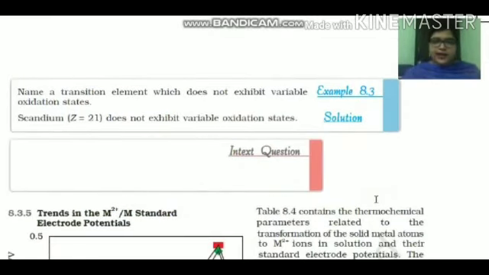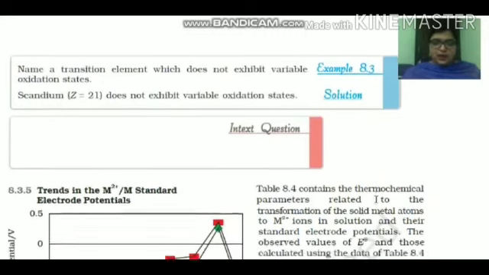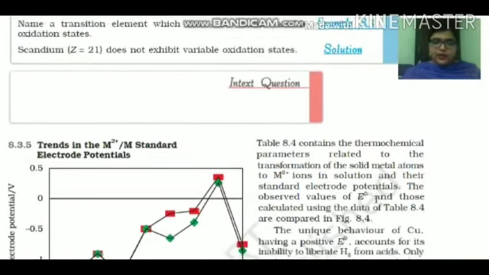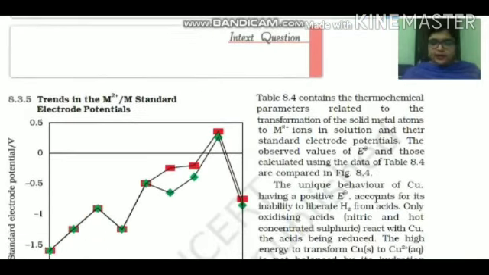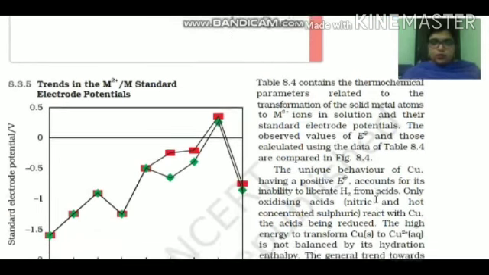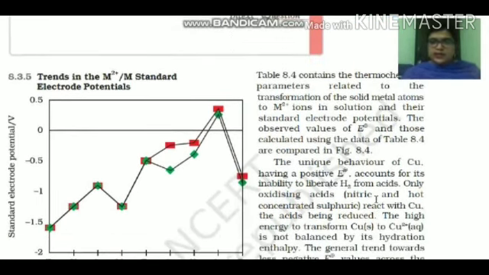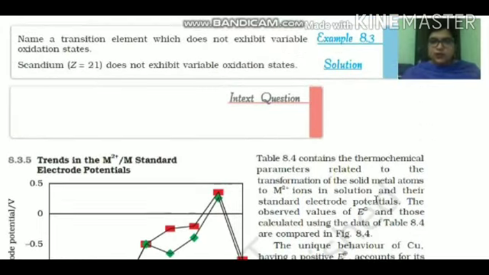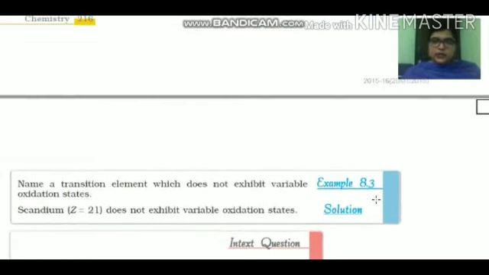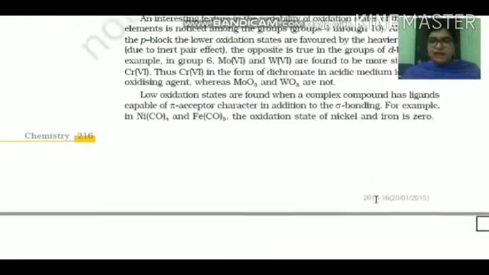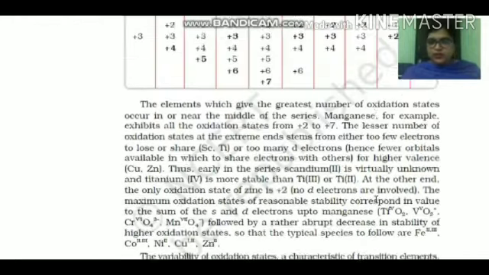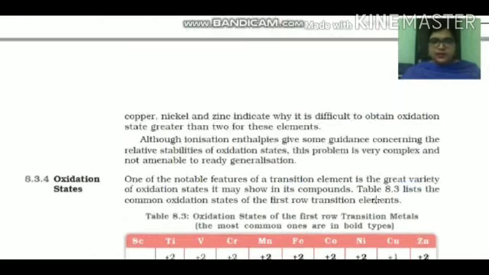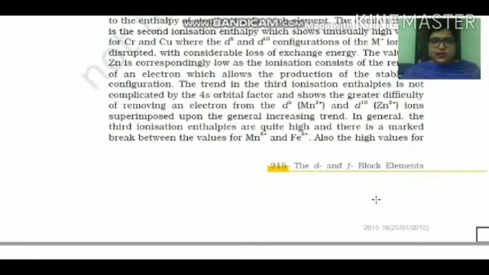And next is the trend in M2+ to M. Here reduction potential is there. So I think our next topic will be reduction potential. Later on we will see this topic. So today we have seen ionization enthalpy and oxidation state of all these transition elements.